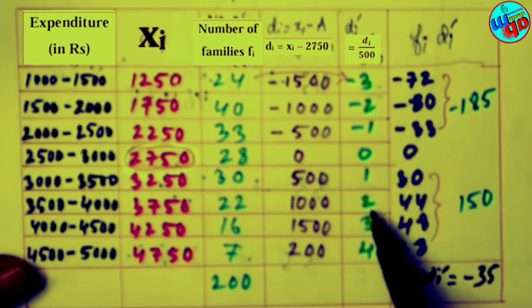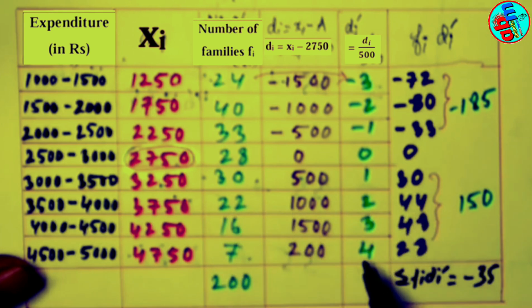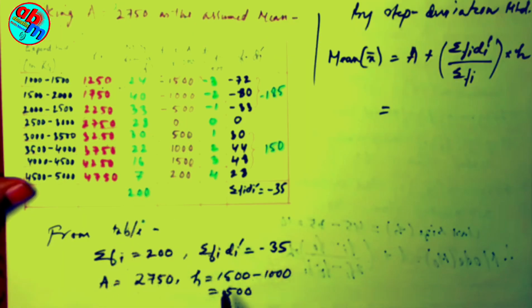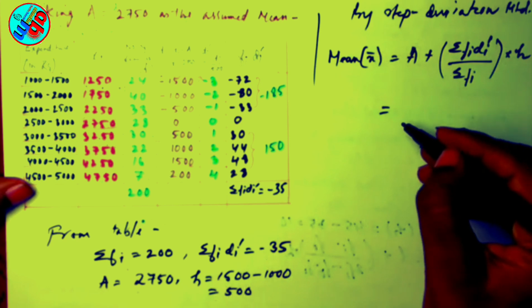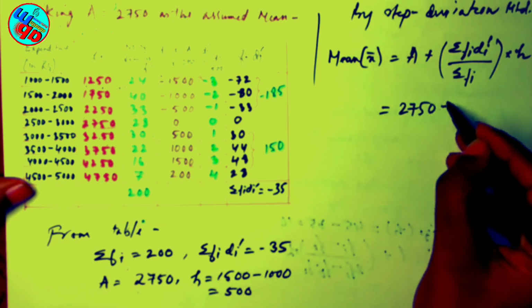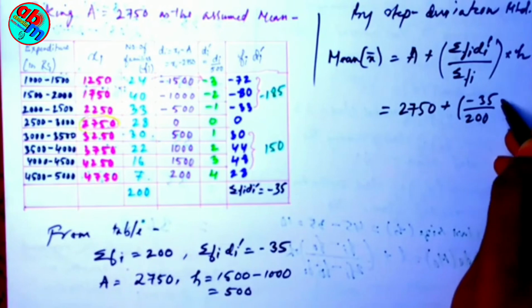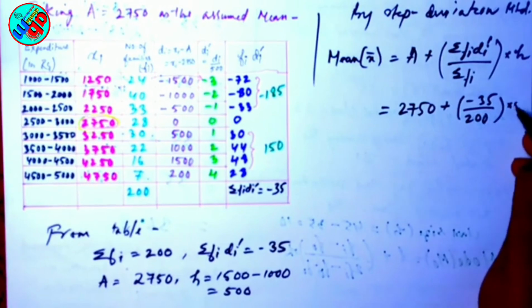Then 32 into 2 is 64, 16 into 3 is 48, 7 into 4 is 28, total is 150. The sum of these two is the summation of fi di dash, which is equal to minus 35. The total of the frequency is 200. So from the table, by the step deviation method, the mean is equal to 2750 plus (minus 35 divided by 200) into 500.